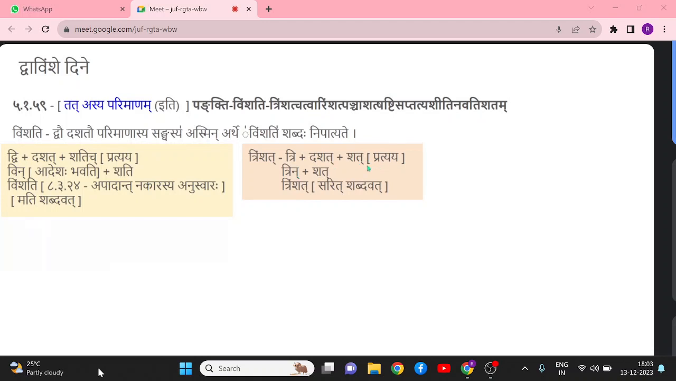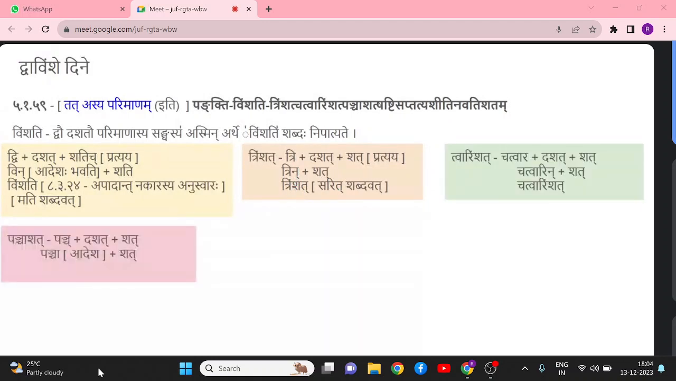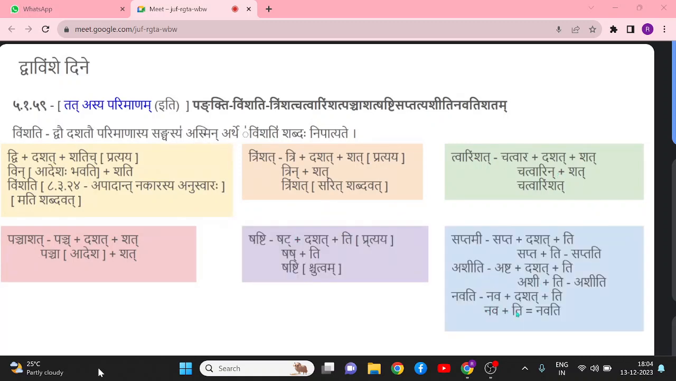So shat is a pratyaya here. Shat is a pratyaya. So instead of tri and dashat, the trim gets substituted and shat. So trimshat, same. Instead of nakara, anuswara, trimshat. Okay. Chatvarimshat is chatvara plus dashat and shat pratyaya again. So instead of chatvara and dashat, chatvarin gets replaced. So this is how Panchashat, Shashti, Saptati, Ashiti, Navati and all are got. 90, 60 and all. Okay.